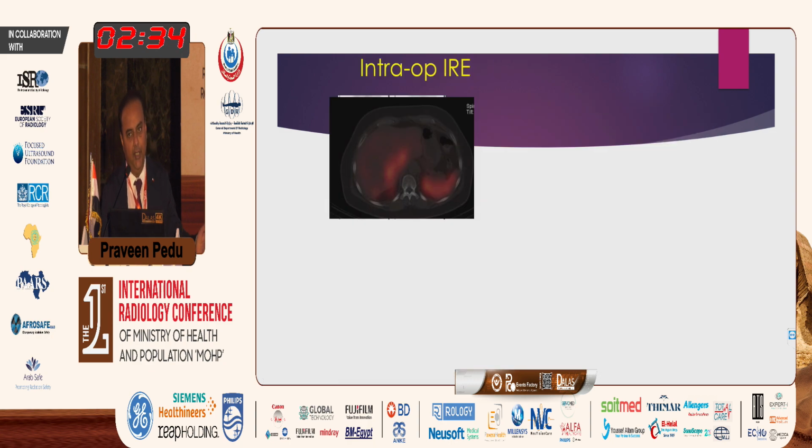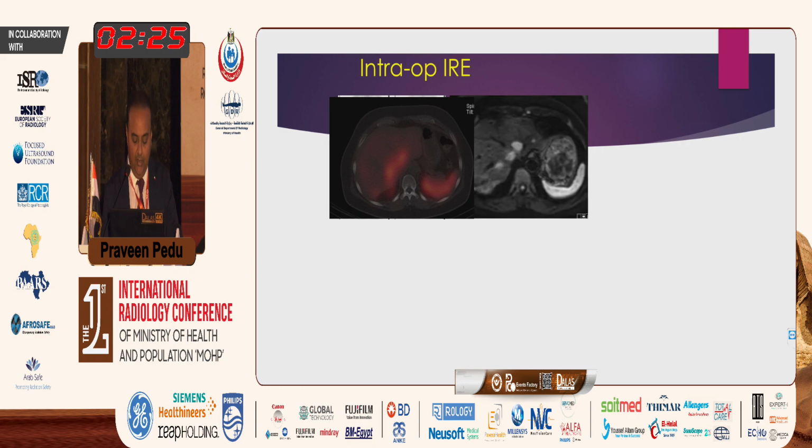This is where intraoperatively you can perform IRE. This is a patient who's had multiple neuroendocrine metastases in the liver. He was planned for an extended right hepatectomy. You can see there are multiple lesions in the right lobe, but there is one critical lesion here, in very close proximity to the left hepatic vein. There is another small lesion just there.